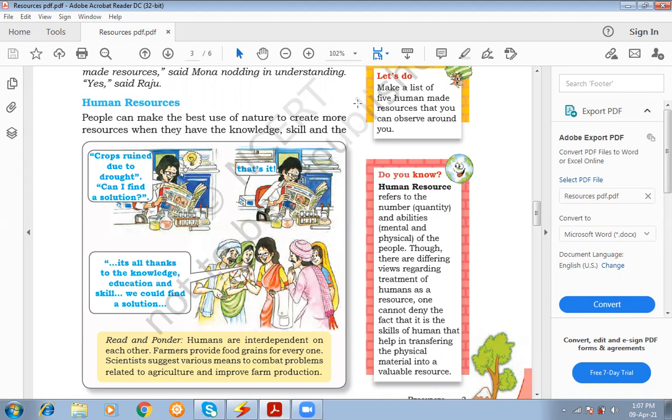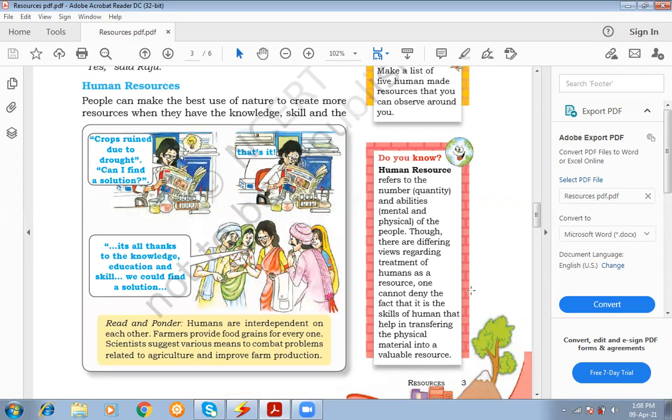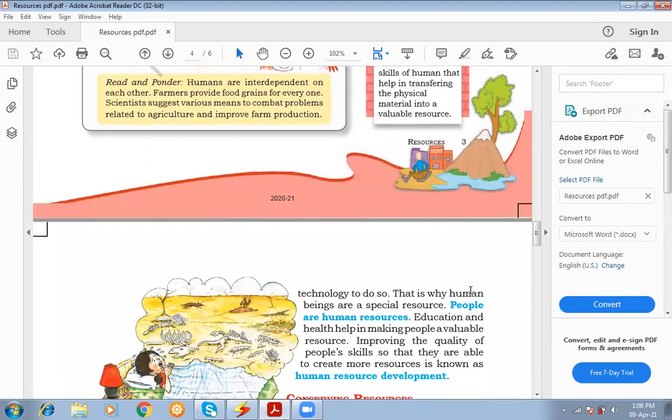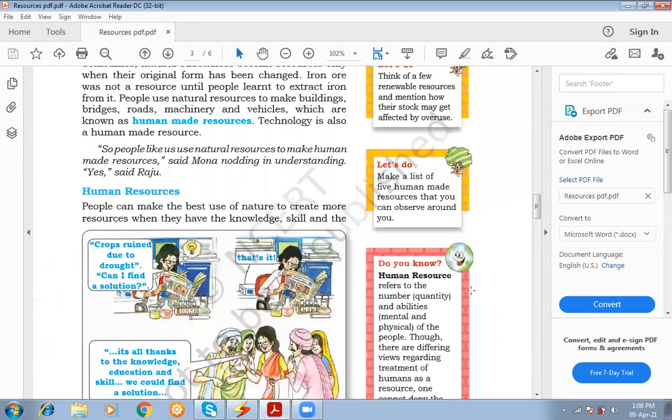I've already told you that people in different professions, those who are working for the society, those who are serving people, they are fulfilling the needs. So, they are all human resources. Any person who is skillful, who is talented, who has knowledge, and who can help others is a resource. Okay, so people can make the best use of nature to create more resources when they have the knowledge, skill, and the technology to do so, right? So three things are required for any person to become a resource. He should have knowledge, skill, and the technology to do so.